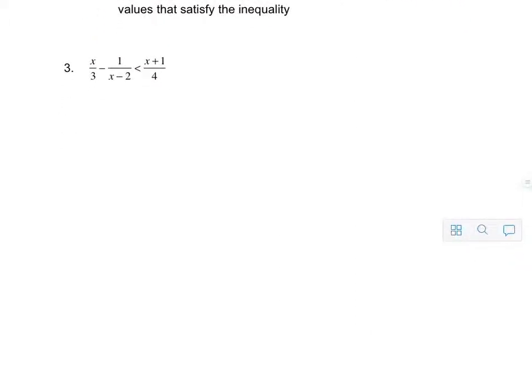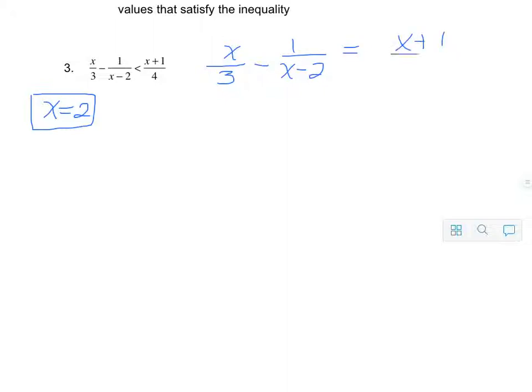First step, we need to state what would make any of those denominators undefined. The only one would be x minus 2, and x would have to be a positive 2. So x equals 2, and I'm going to box it over here and leave it. Now I'm going to solve this like an equation. So I have x over 3 minus 1 over x minus 2 equals x plus 1 over 4.